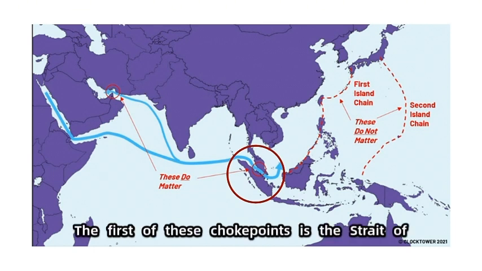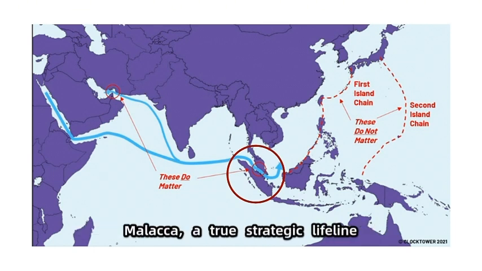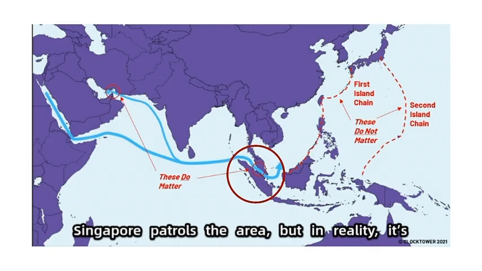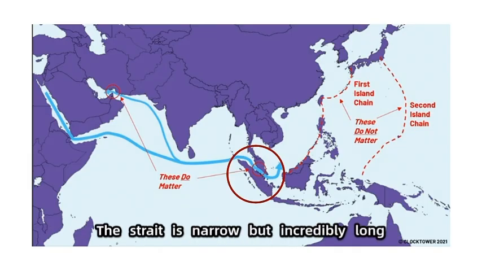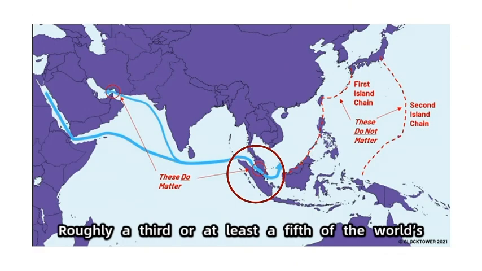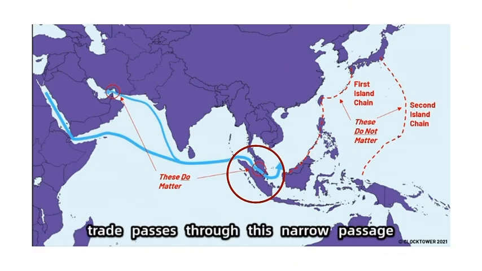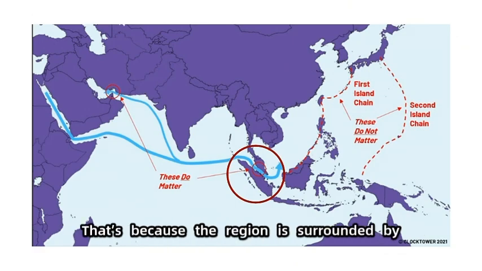The first of these choke points is the Strait of Malacca, a true strategic lifeline. Singapore patrols the area, but in reality, it's safeguarded by British and US naval forces. The strait is narrow but incredibly long. Roughly a third or at least a fifth of the world's trade passes through this narrow passage. And that's because the region is surrounded by economic giants.